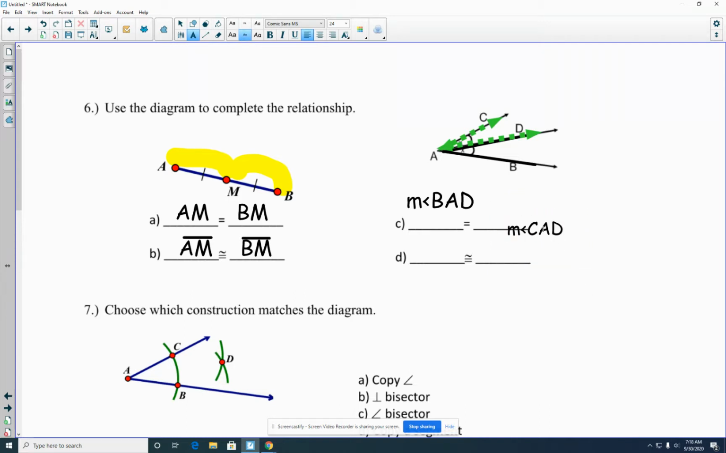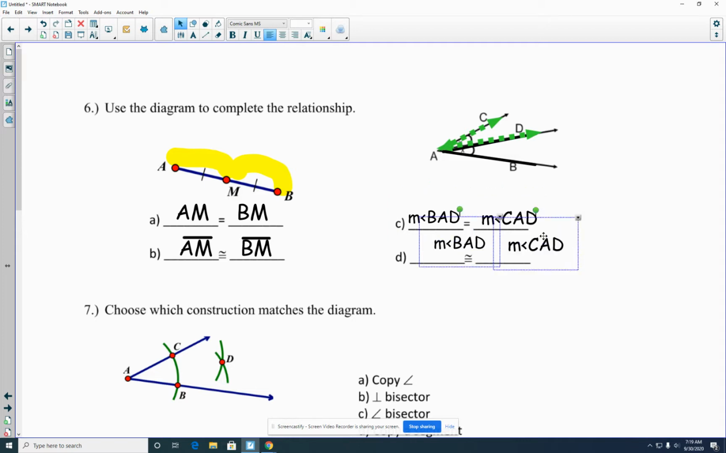I went from the outside to the vertex, the one that's kind of on the inside, and then I did the same thing, outside vertex to the letter D that was on the inside. Now for congruence, I take the same 2 statements and I just take away the M. Congruence, you're not talking about the measure, just kind of comparing them. So angle BAD is congruent to angle CAD.